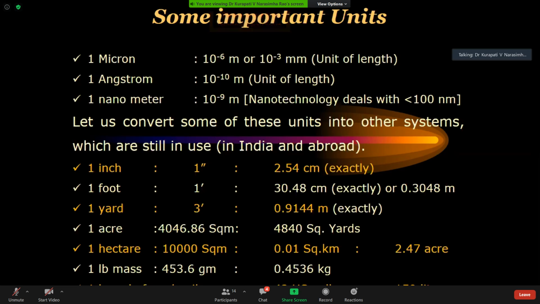1 acre is also equal to 4,840 square yards. Similarly, the message has come that the meeting will end in 10 minutes. Don't worry if the meeting ends. Immediately I will start one more meeting after giving a 5 minute break, so you can always log in. We are going to continue at least one more class.